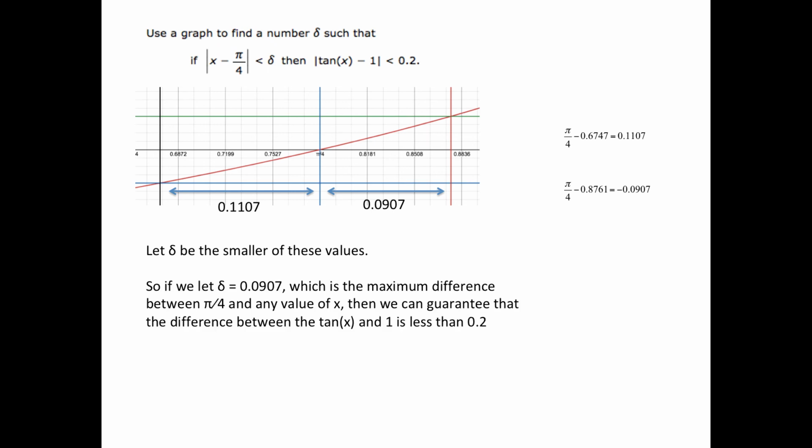So if we let delta equal 0.0907 to be the maximum difference between pi over 4 and any value of x, then we can guarantee that the difference between the tangent of x and 1 is less than 0.2.